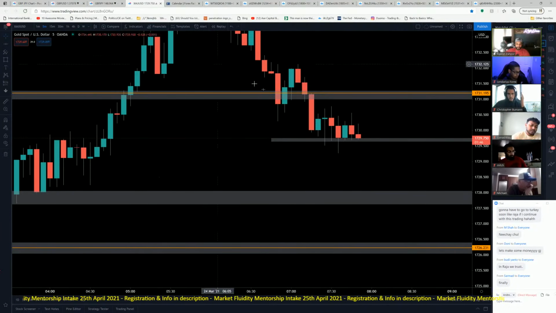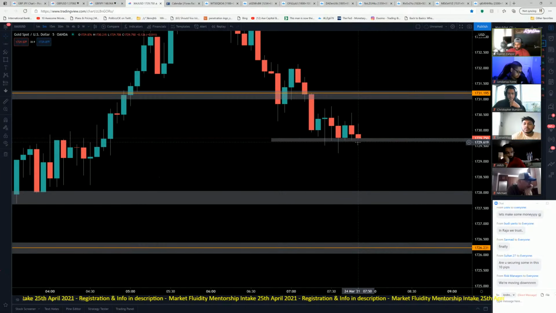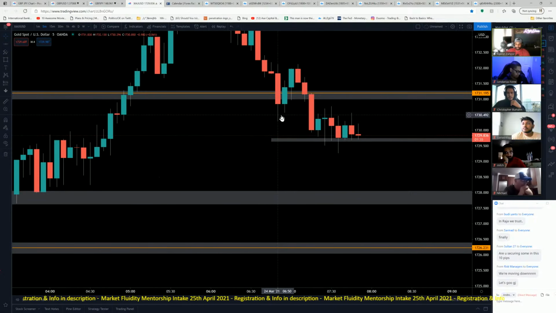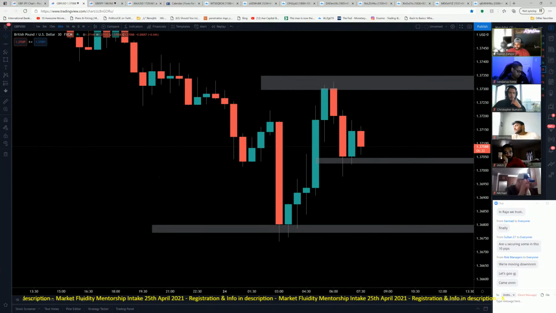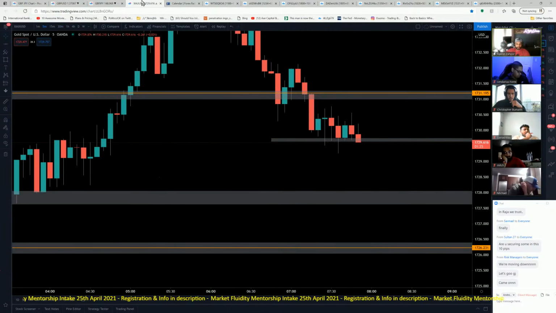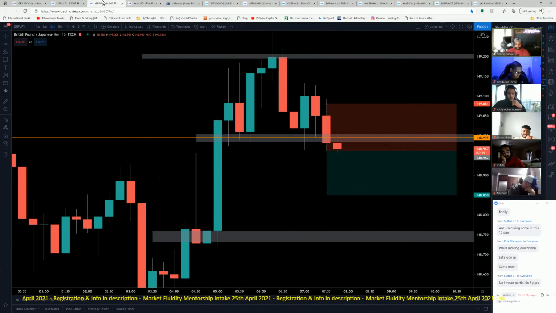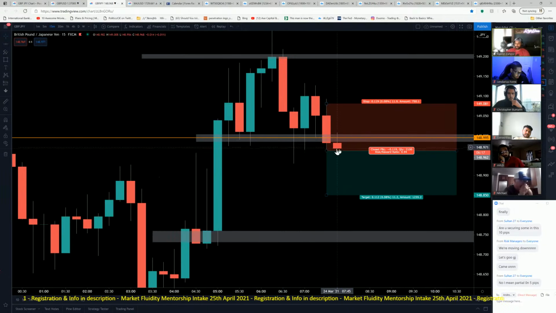Gold is also about to break below the lows over here at 1729. Are you securing some at 10 pips? Of course I'm securing 10 pips. Oh, look at that. Gold is also about to break the low here, right before NY open at this point. Pound yen needs a little bit of a push over here.